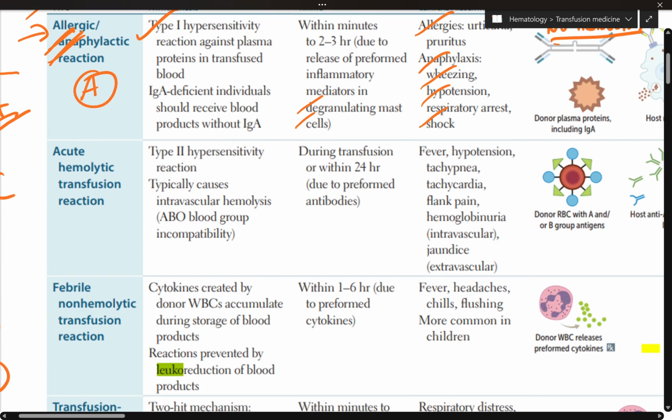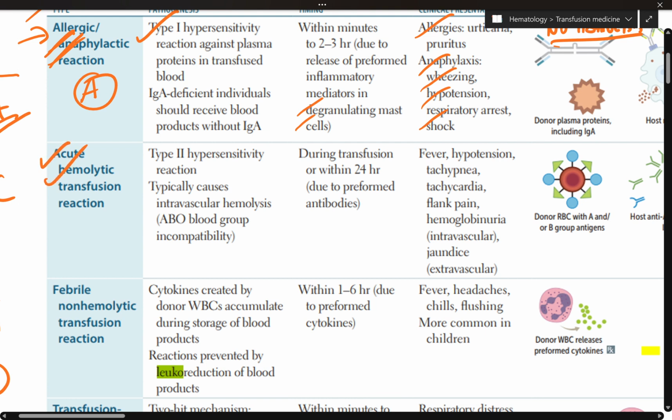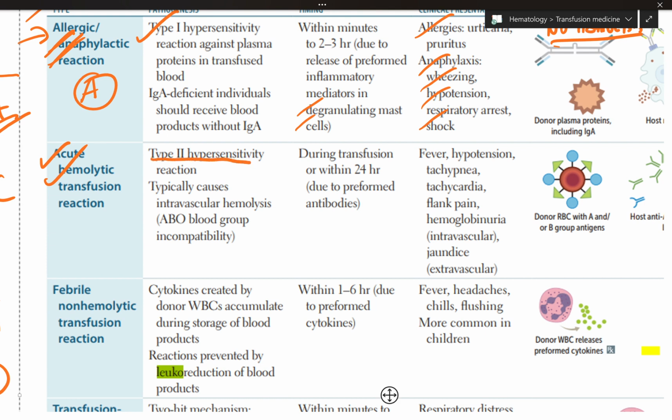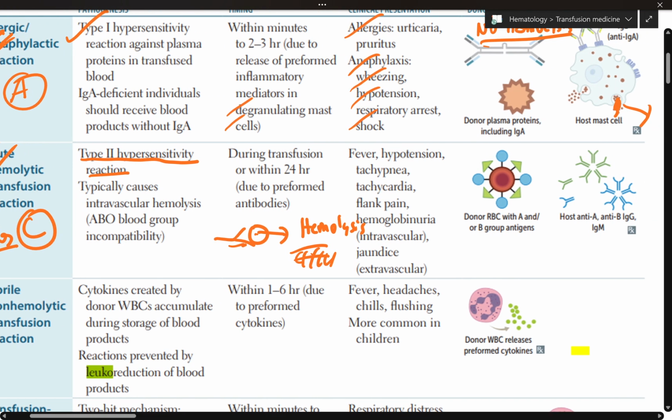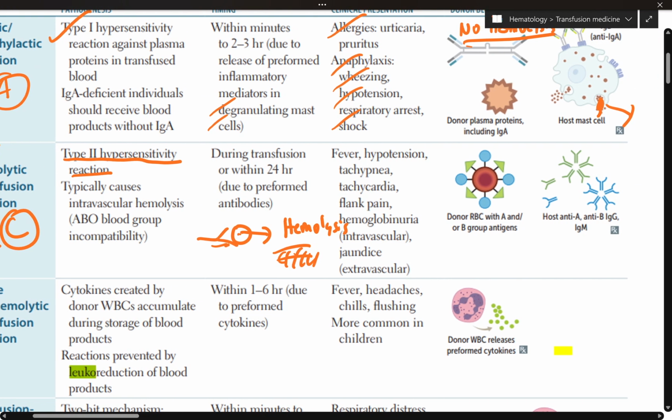But then you can have acute hemolytic transfusion reaction, which is a type 2 hypersensitivity reaction, that is the IgG-mediated cell toxicity. So the host IgG will attack the transfused blood cells and cause hemolysis. When you have hemolysis, you take the plasma and you have red lysed plasma, and so that is acute hemolytic transfusion reaction, and that happens within 24 hours of transfusion.